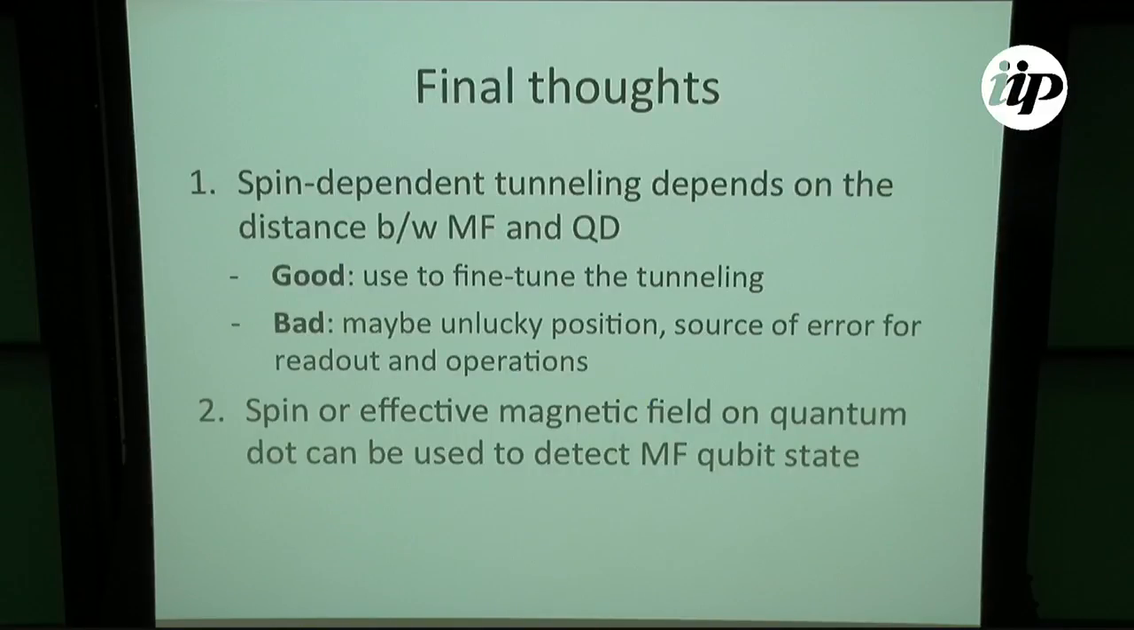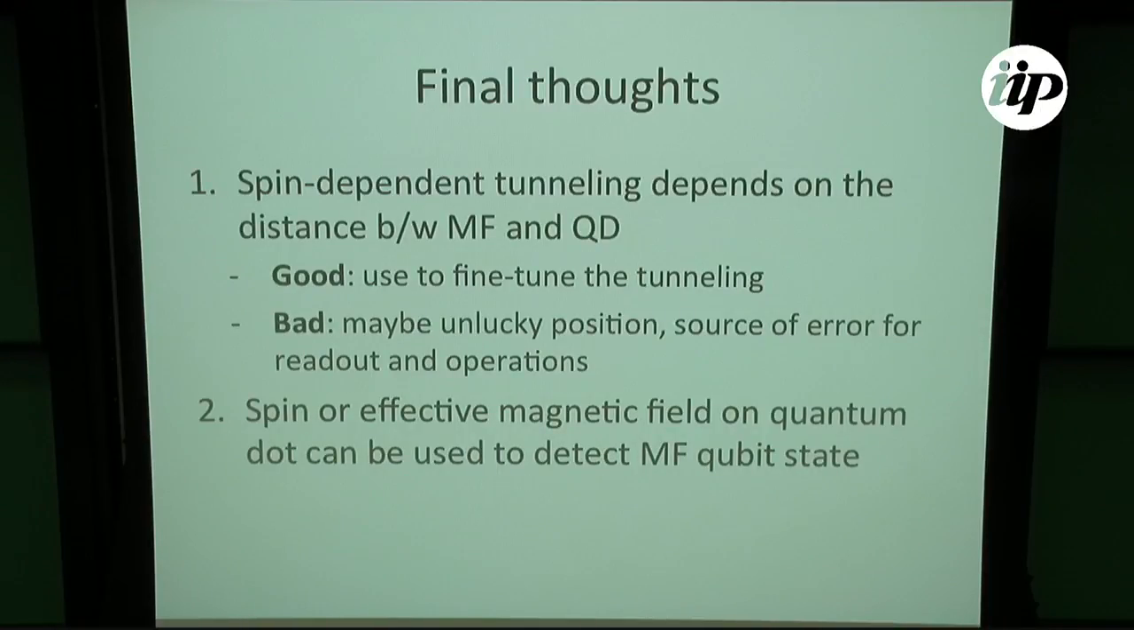So, some concluding remarks about what we saw. The spin-dependent tunneling depends on the distance between Majorana fermions and quantum dots. This may be a good thing. If you had the ability to fine-tune the position of the two, then you could actually fine-tune the tunneling between the quantum dot and the Majorana fermion to whatever ratio of T up and T down you like.